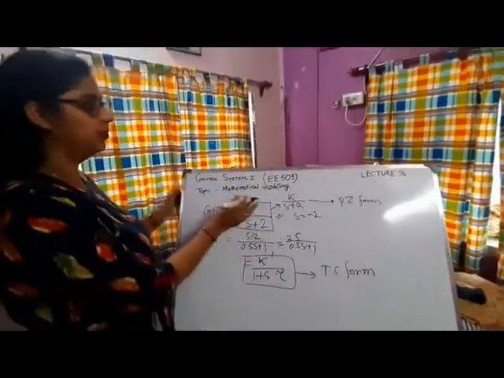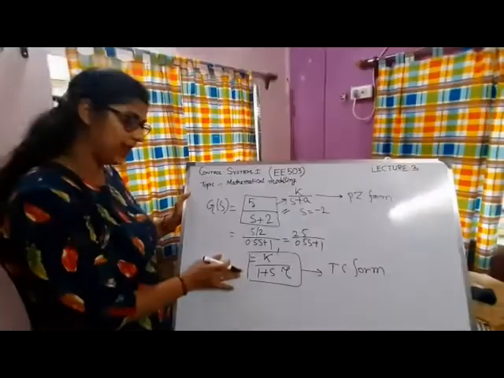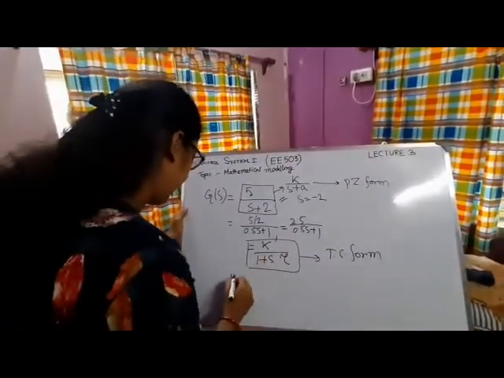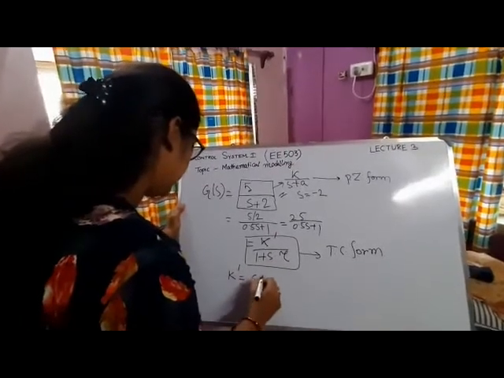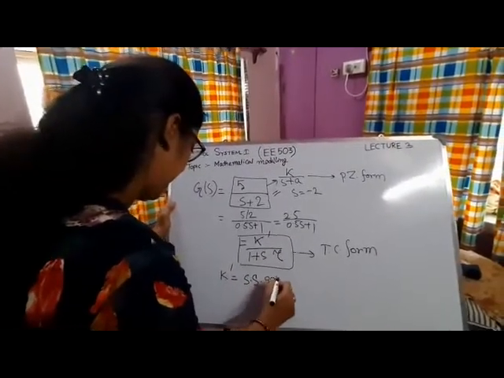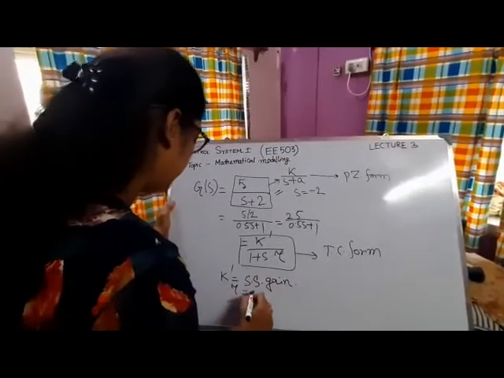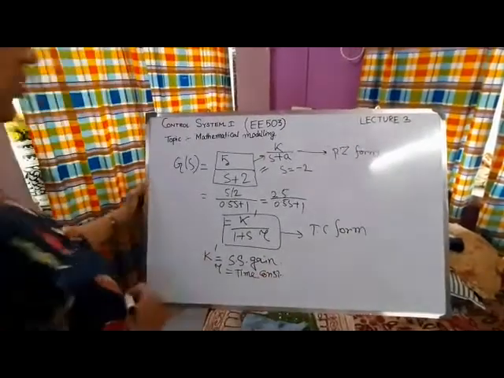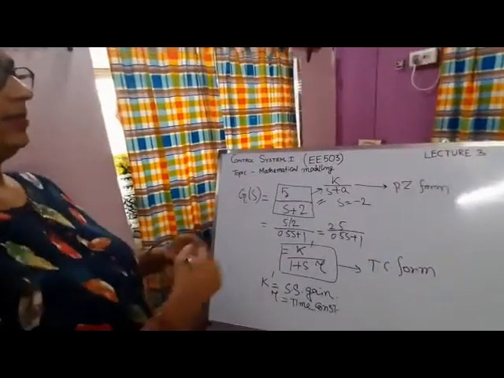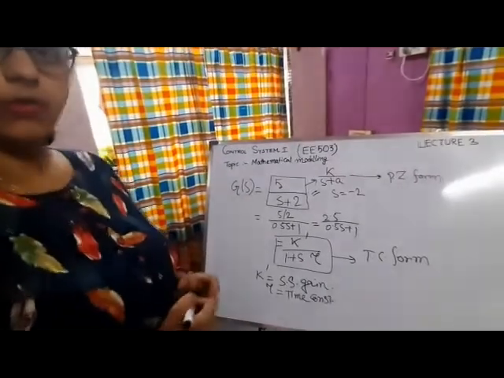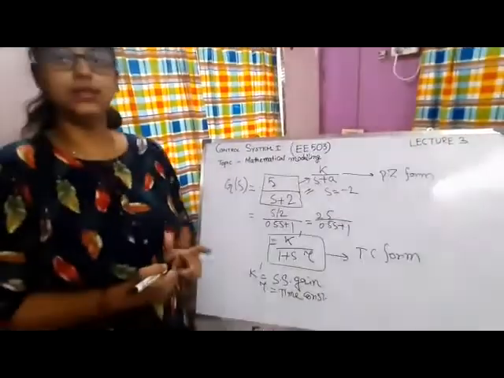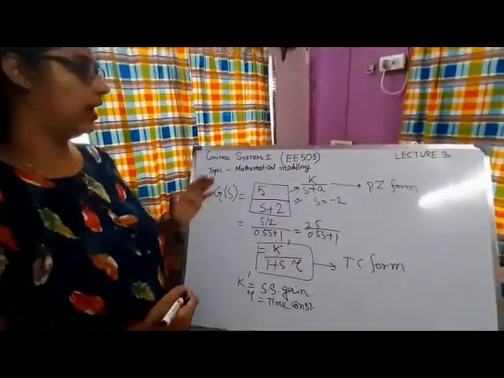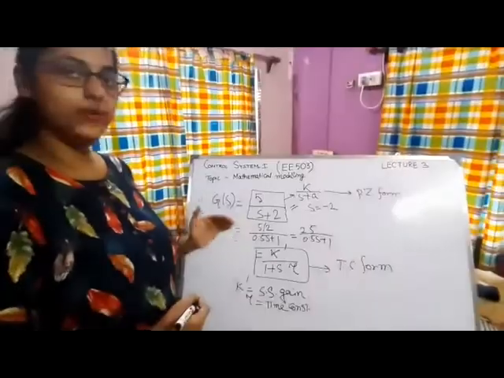So we can convert the pole-zero form into time constant form, as well as from time constant form to pole-zero form, where this K' gain is known as the steady state gain, and tau is known as the time constant of the system. So if time constant form is given, in the similar way we can find out the pole-zero form from this system. So in the third lecture, we have completed the mathematical modeling of electrical systems and the pole-zero representation of a transfer function.